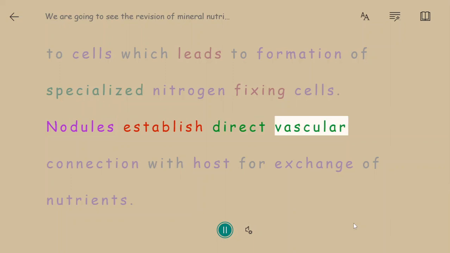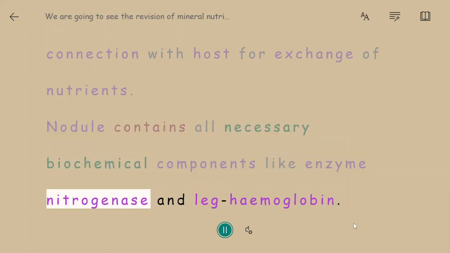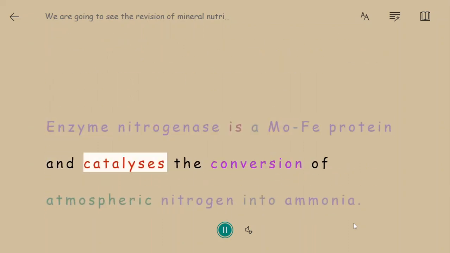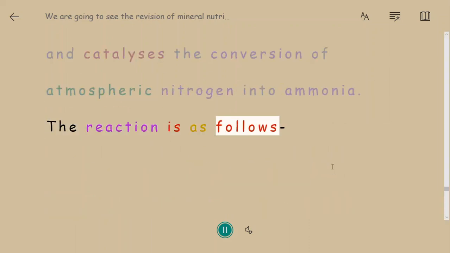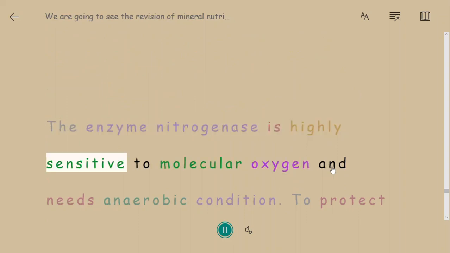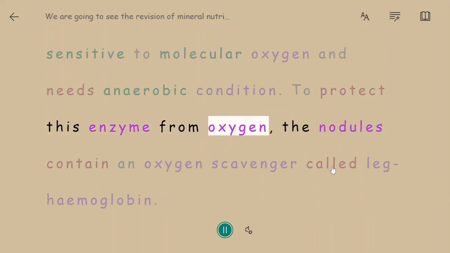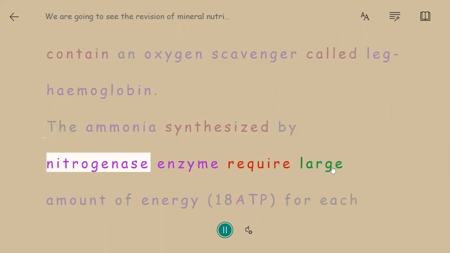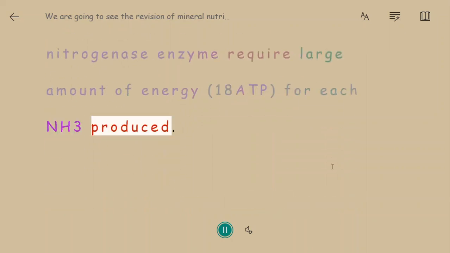Nodules establish direct vascular connection with the host for exchange of nutrients. The nodule contains all necessary biochemical components like the enzyme nitrogenase and leghemoglobin. The enzyme nitrogenase is a molybdoferredoxin protein and catalyses the conversion of atmospheric nitrogen into ammonia. The reaction is as follows. The enzyme nitrogenase is highly sensitive to molecular oxygen and needs anaerobic conditions. To protect this enzyme from oxygen, the nodules contain an oxygen scavenger called leghemoglobin. The synthesis of ammonia by nitrogenase requires a large amount of energy, 18 ATP, for each NH3 produced.